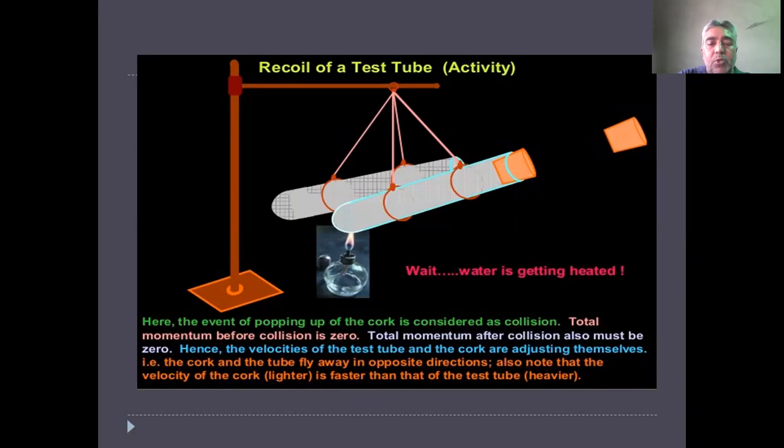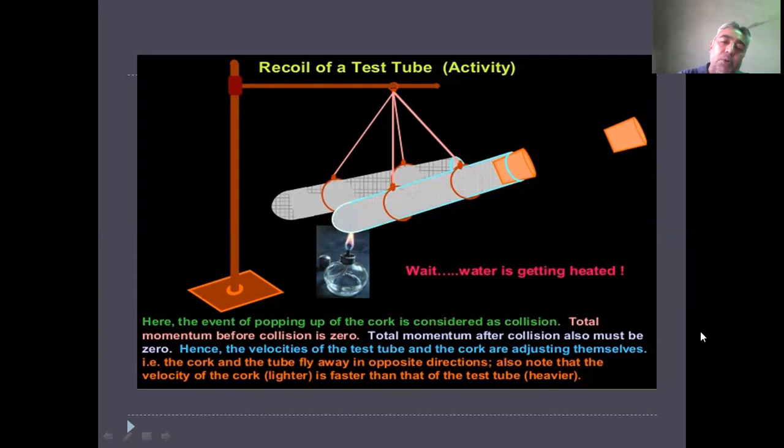Recoil of a test tube activity. Here the event of popping up the cork is considered as a collision. Total momentum before collision is 0. Total momentum after collision also must be 0. Hence the velocities of the test tube and the cork adjust themselves.